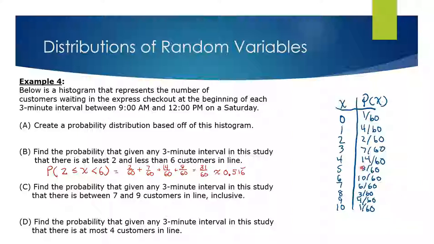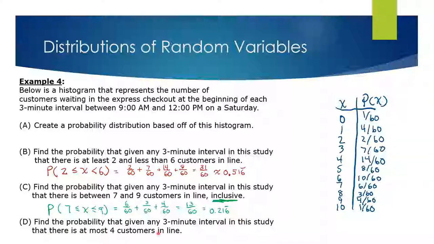But then all I really have to do at this point is take these probabilities in this region right here, going from 2 to 5, and add them together. And that's what you're seeing here. And so I end up with 31 divided by 60, which is about 0.516 repeating. Next, find the probability that in any of these 3-minute intervals, there are between 7 and 9 customers. So again, I'm including both of those. That's why it says inclusive. So I'm looking at these 3 pieces of data right here. I'm going to add those 3 probabilities together, and I get 13 out of 60, which equals 0.216 repeating.